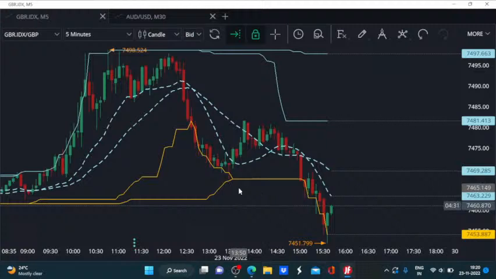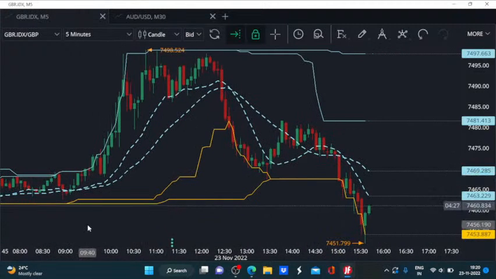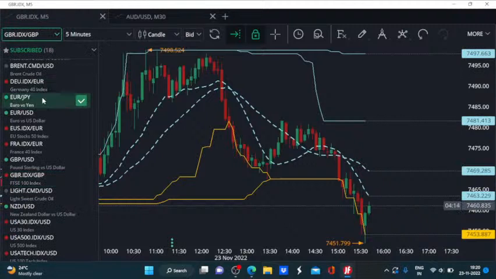So let us consider this price action as something to be kept in mind, and we can have further confirmations in place by the time the US session begins and we have a lot more volatility compared to what we are seeing right now.